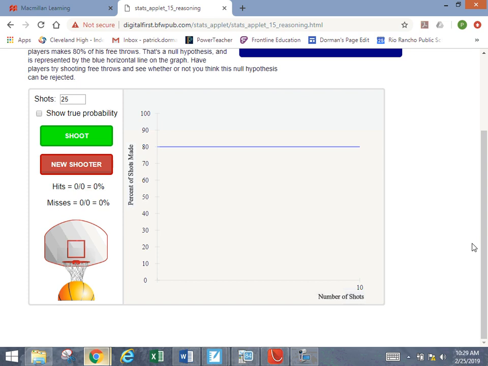What the applet is doing is this guy actually has a free throw percentage that he actually makes. And if we ask him to shoot a bunch, it's unlikely that he would hit a much higher percentage by chance, given his actual free throw value. We'll get to the bottom of it. Okay. He's gonna shoot 25.